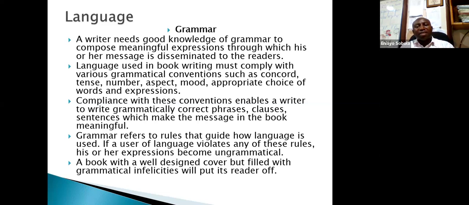So language used in book writing must comply with various grammatical conventions, such as concord, tense, number, aspects, mood, correct choice of words, and expressions. So all these rules must guide effective writing. But if the writer does not have knowledge of all these grammatical elements or grammatical categories, there will be a problem.